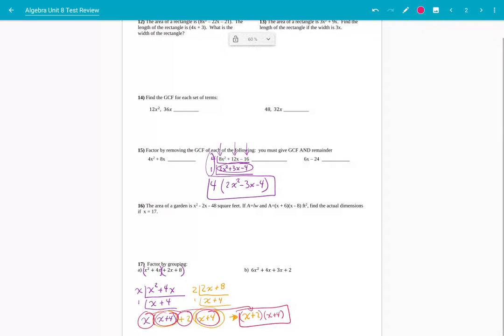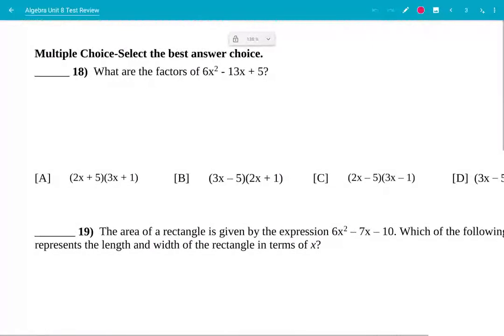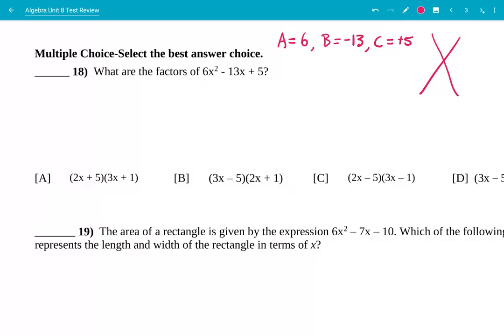That's the easy one. But we want to get to the part where we're factoring real stuff, like a trinomial. Here we go. What are the factors of 6x squared minus 13x plus 5? Well, a is 6. B is a negative 13. And C is a positive 5. So let's find our factors. A times C is 30. B is negative 13. So what are two factors of 30 that add up to negative 13?